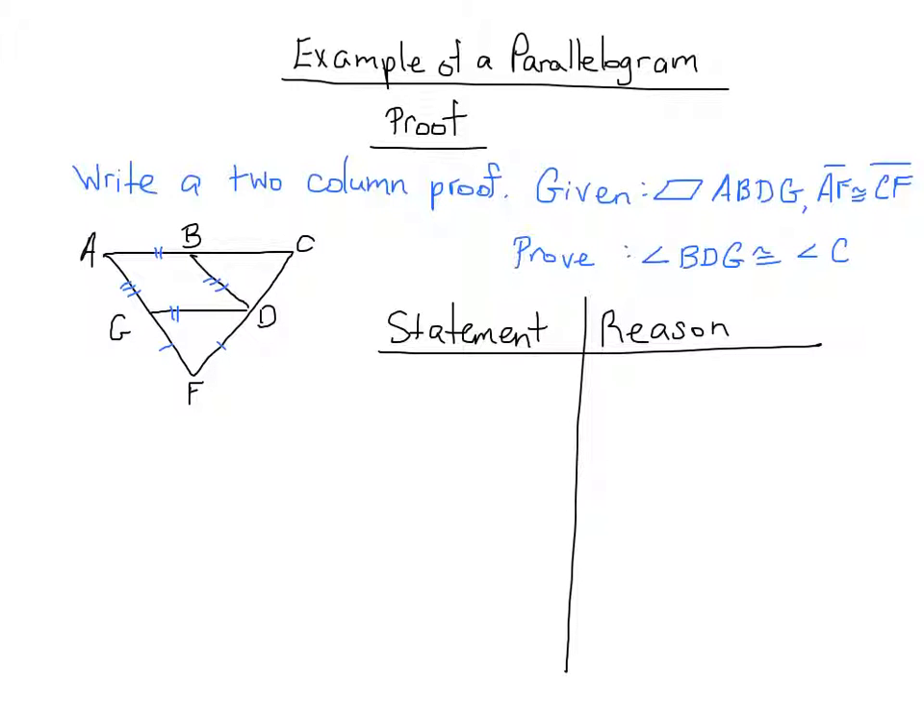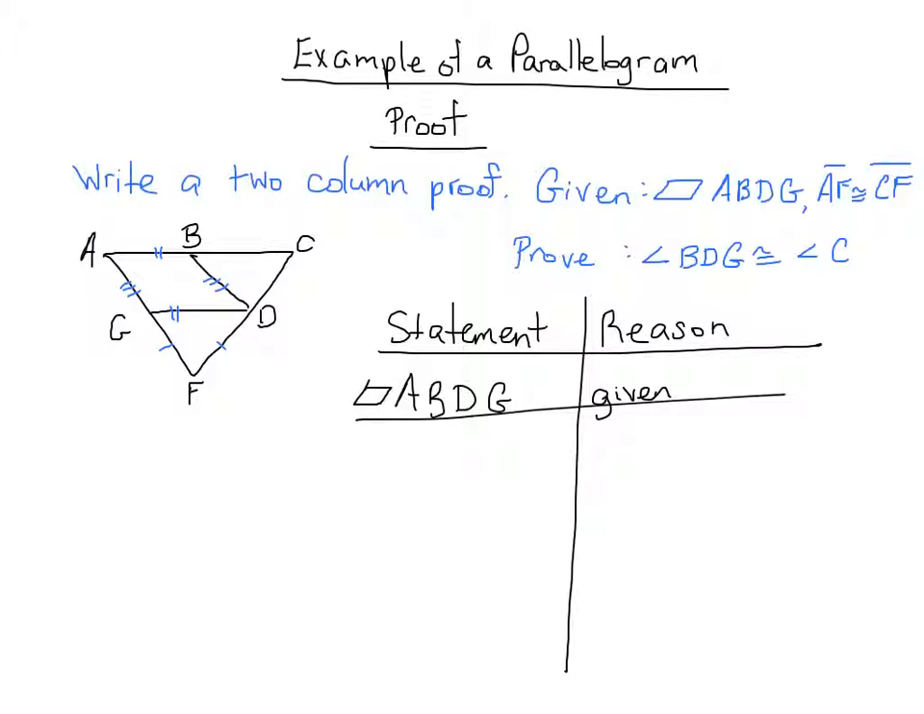All right, so we're going to go ahead and prove that angle BDG, which is right here, is congruent to angle C, which is right here. All right, so we can start off with something that is given and then work our way forward. So we know, again, that ABDG is a parallelogram, and I write it this way for short. And the reason we know that is because it is given. All right, so we're off to a fantastic start.